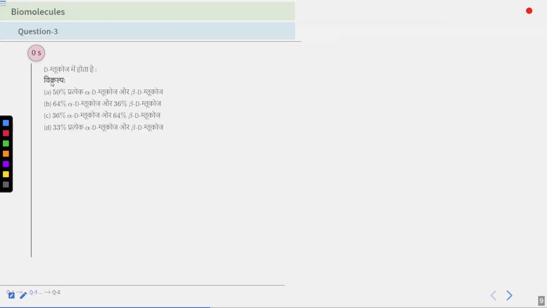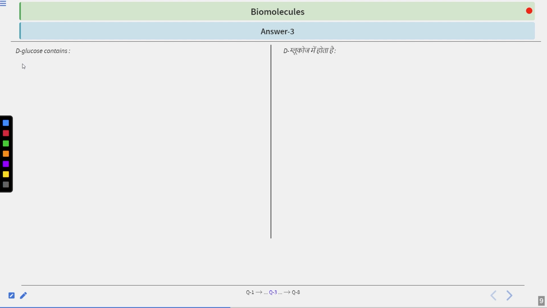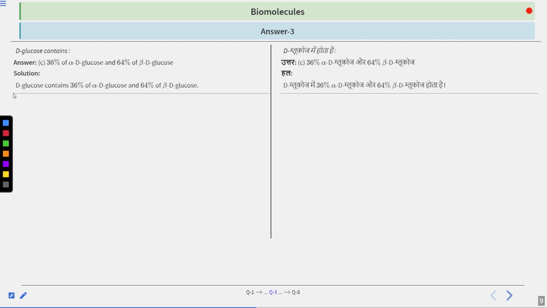Okay, let's see. The correct answer for our question is option C, that is 36% of alpha D-glucose and 64% of beta D-glucose. How? D-glucose contains 36% of the alpha part and 64% of the beta part. Basically, we can arrange the D-glucose structure in two forms, alpha D and beta D. But they both are components of D-glucose, right?